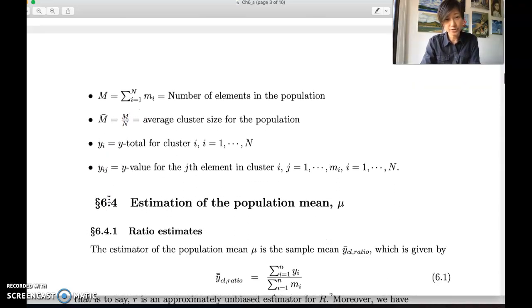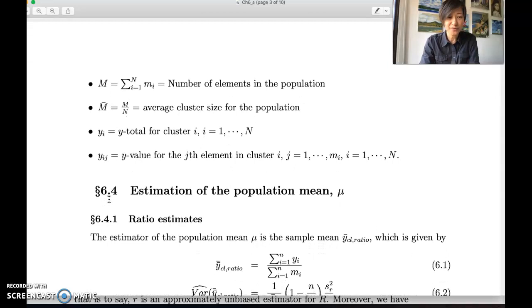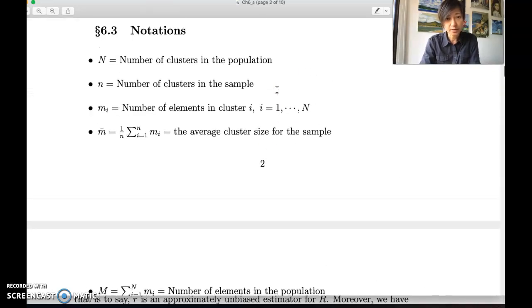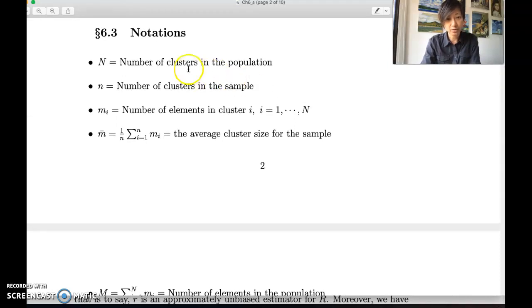I don't want to be too confusing, but if you just think about it, the capital M, the total number of elements in the population, is quite similar to the capital N in simple random sampling or stratified random sampling, where we look at how many elements are in the population. But now in cluster sampling, we are more focusing on the number of clusters. Okay.